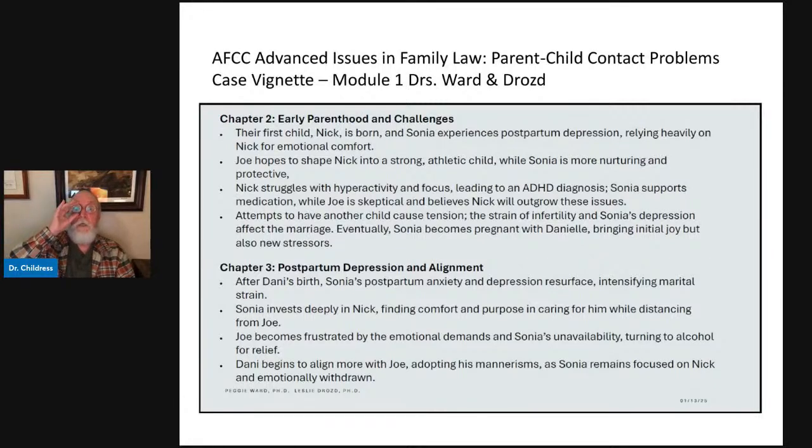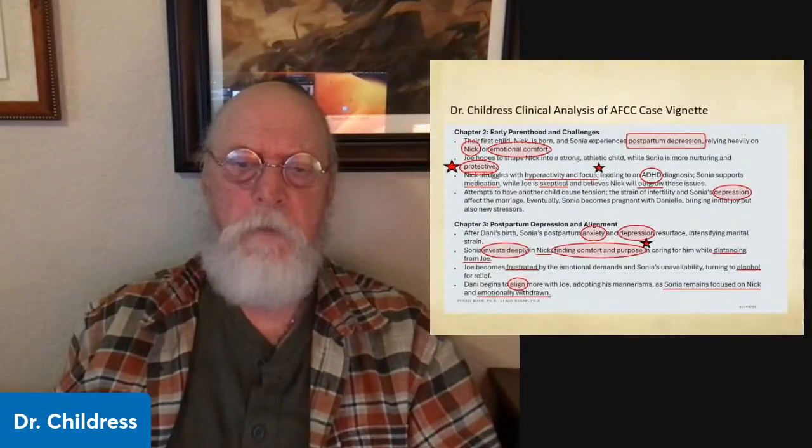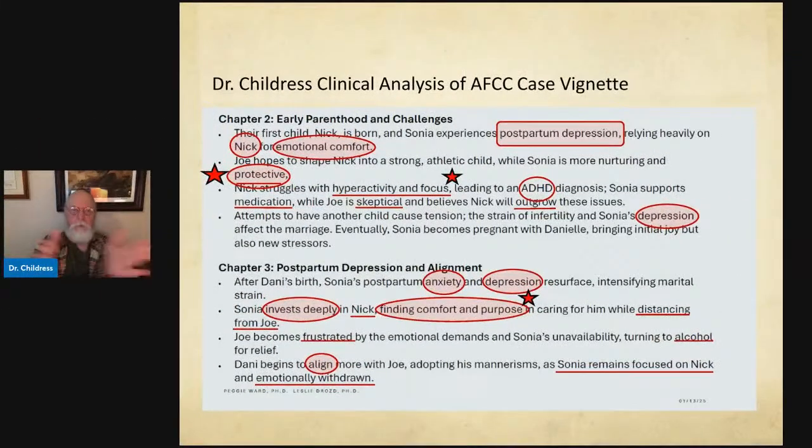So then, Sonia invests deeply in Nick, finding comfort and purpose in caring for him while distancing from Joe. Joe becomes frustrated by the emotional demands and Sonia's unavailability, turning to alcohol for relief. Danny begins to align more with Joe, adopting his mannerisms as Sonia remains focused on Nick and emotionally withdrawn. So the family has now split. Okay, we've split into Danny more on dad, bonding to dad, and Nick bonding to mother.